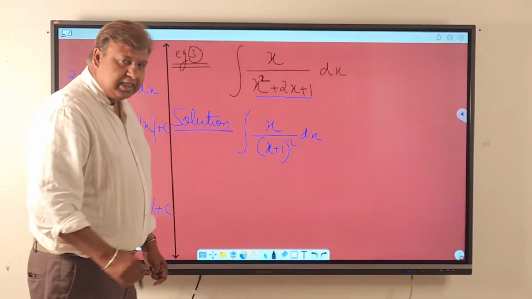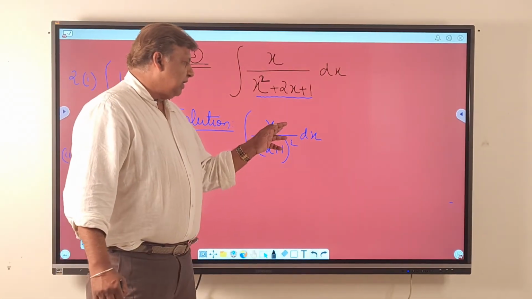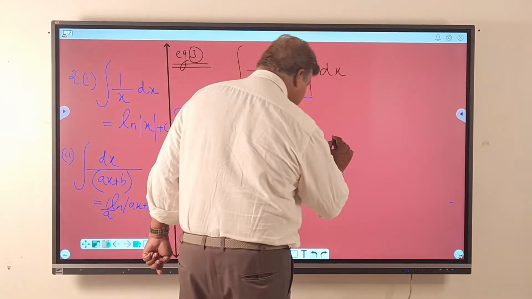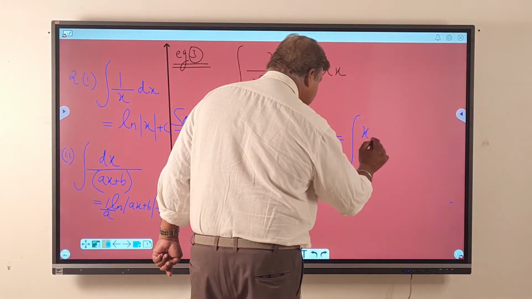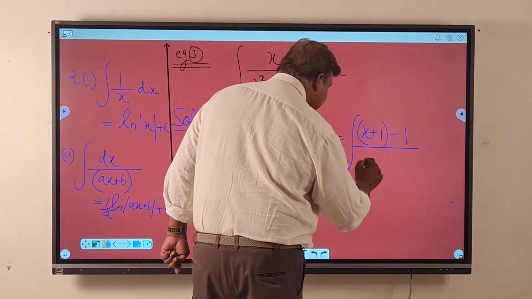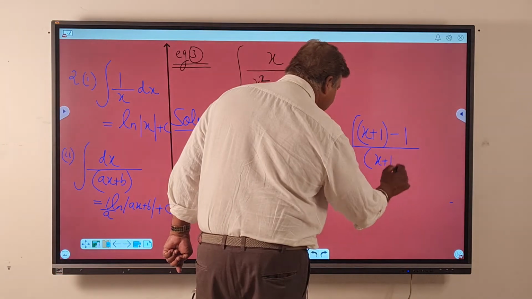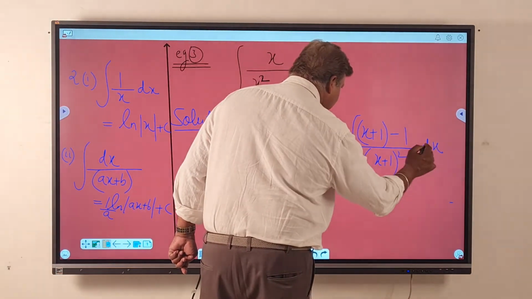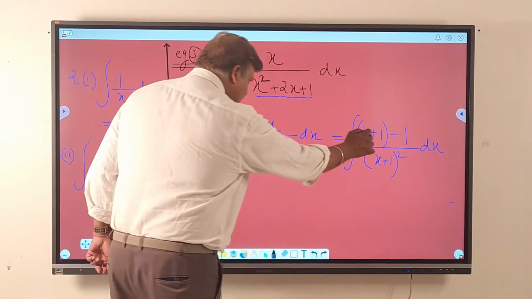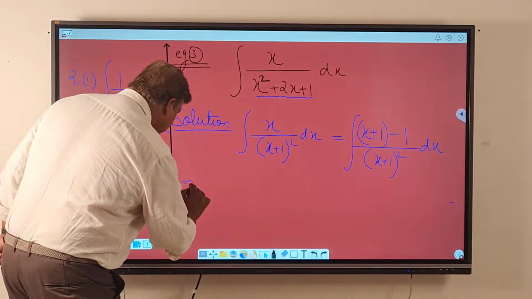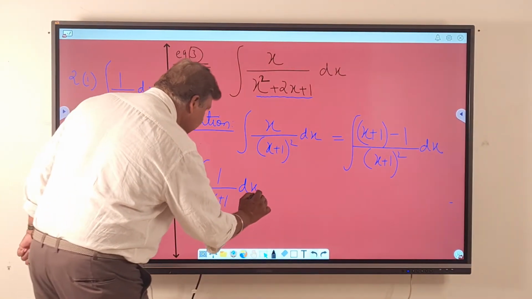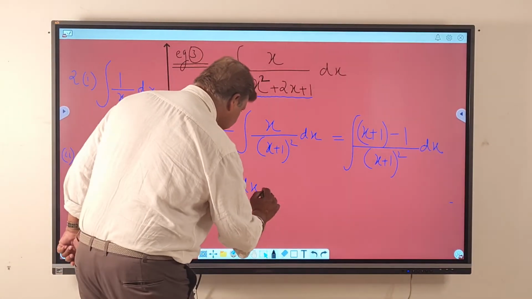Now, having written like this, I can write plus 1 and minus 1 in the numerator and see what magic I produce. x plus 1, I put it in a bracket, and minus 1. So adding and subtracting a constant in the numerator is a common phenomenon in indefinite integration. This thing you should keep in mind. So x plus 1 upon x plus 1 whole square you will get 1 upon x plus 1, and you will have a dx, of course, and minus 1 upon x plus 1 whole square.